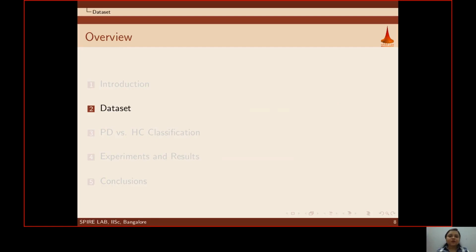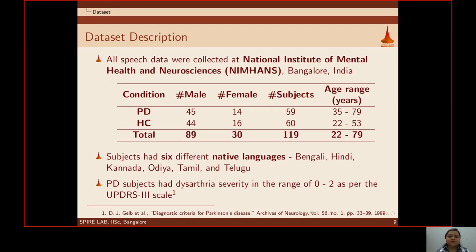Now, before moving into the details of this work, let us first look at the dataset. All speech data used for the experiments were collected at NIMHANS, Bangalore. We used 59 PD and 60 healthy subjects data. The age and gender distributions are shown in this table. The subjects had 6 different native languages: Bengali, Hindi, Kannada, Odia, Tamil, and Telugu.